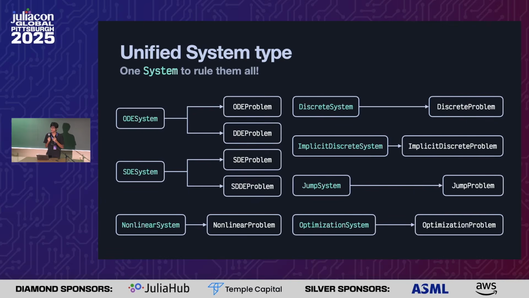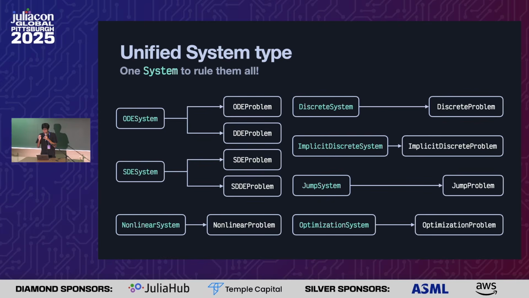Now, this is probably my favorite change. This was introduced in ModelingToolkit version 10, and it's the new unified system type. So up until version 9, we had a really wide variety of system types, and so we had ODESystem that generates to ODEProblem and DDEProblem, as a summary. We have a lot more. But this diagram really maps out what systems generated what sorts of problems.